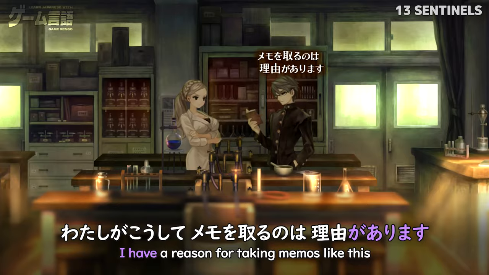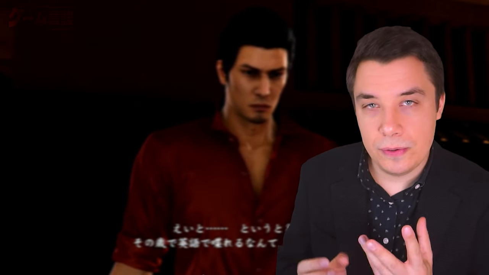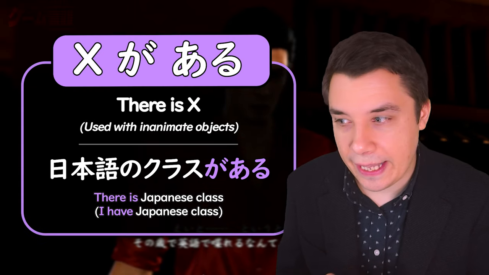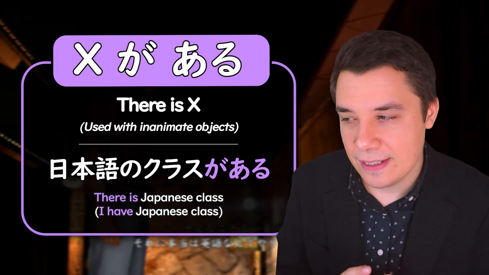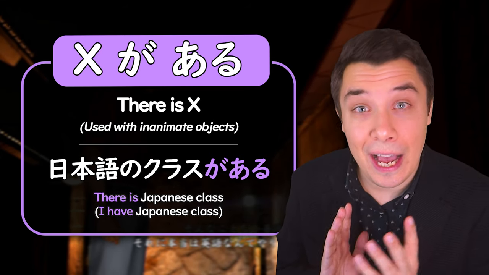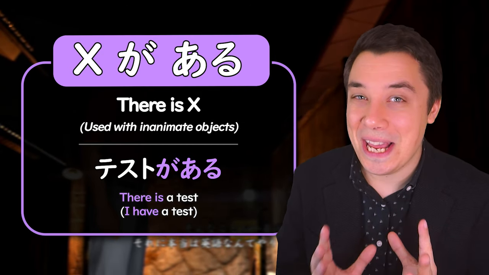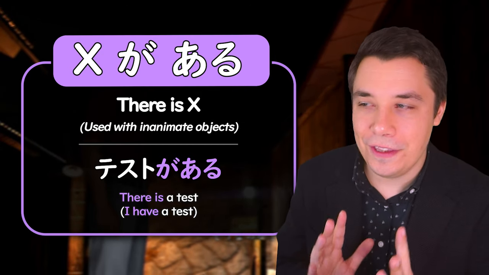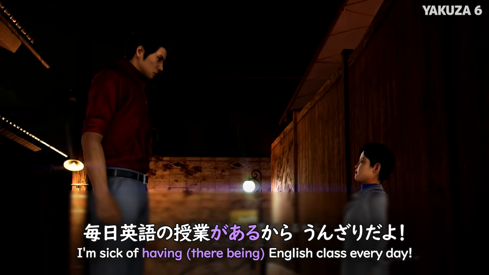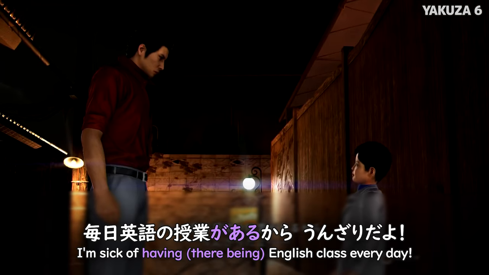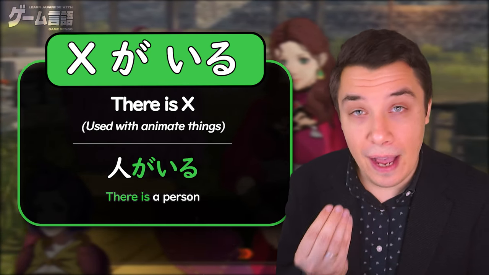Now, it doesn't have to be used with physical things, you could also use it with, for example, events, like events will take place. Like, for example, you have a class. 日本語のクラスがある. Or you have a test. テストがあります. It doesn't have to be with physical things, just anything that's non-animate. 毎日英語の授業があるから、うんざりだよ.